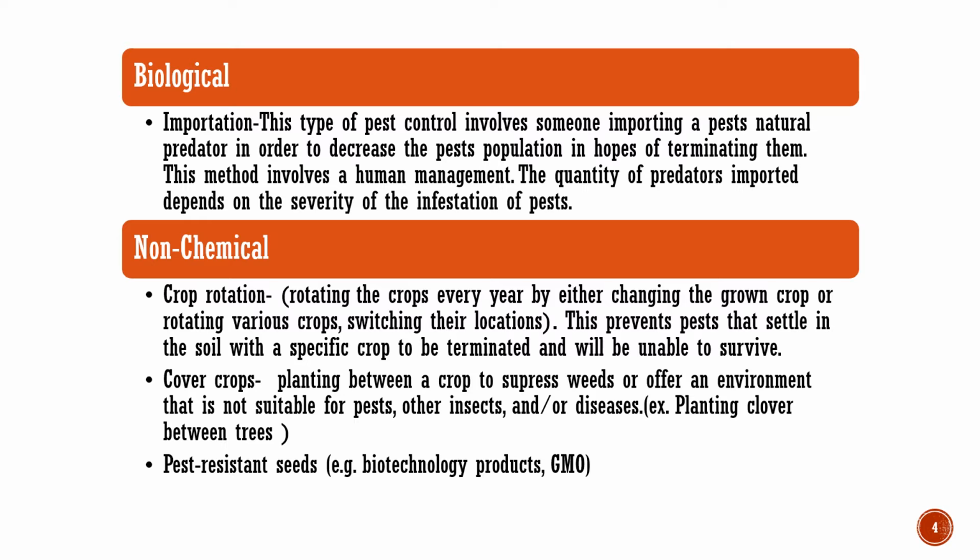Non-chemical. Crop rotation: rotating the crops every year by either changing the grown crop or rotating various crops, switching their locations. This prevents pests that settle in the soil with a specific crop from surviving, as they will be unable to survive. Cover crops: planting between a crop to suppress weeds or offer an environment that is not suitable for pests, other insects, or diseases. For example, planting clover between trees. Pest-resistant seeds are available through biotechnology products, also known as genetically modified organisms.